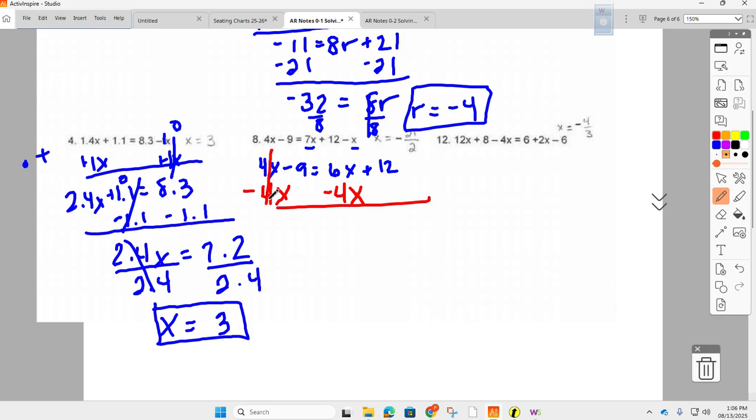So that's going to go away. 0 minus 9 is negative 9. 6x minus 4x is 2x. And bring down the plus 12.